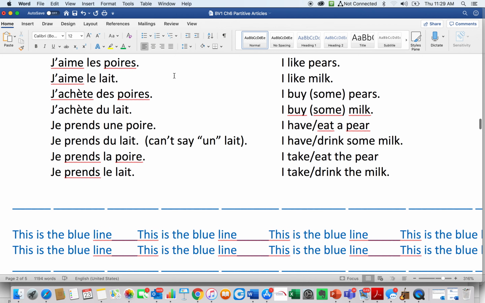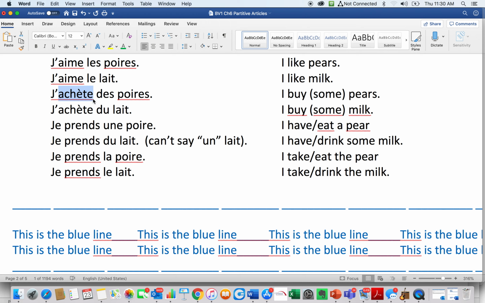Let's just look. "J'aime les poires" means I like pears. We're using les because we're talking about the whole entire category. Pears? Yes, I like pears. "J'aime les poires. J'aime le lait." "J'achète des poires." Actually, can anybody interrupt me? No, you can't because this is not live. But what's the other reason that we're using les here? I just said it's because we're talking about the whole category. But the real, stronger reason is that we're using a verb of preference.